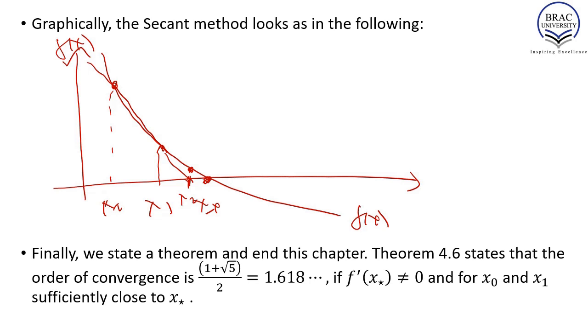Finally, we study the theorem. In this chapter, Theorem 4.6 states that the order of convergence is (1 plus square root of 5) over 2, which is 1.618. Remember, this is the order of convergence alpha that we discussed a few lectures back. If f prime of x star is not equal to 0, and x0 and x1 are very close to x star, then this method is well defined and gives very fast convergence. That's all about the secant method, and we stop here, which is the end of this chapter. Thank you very much.